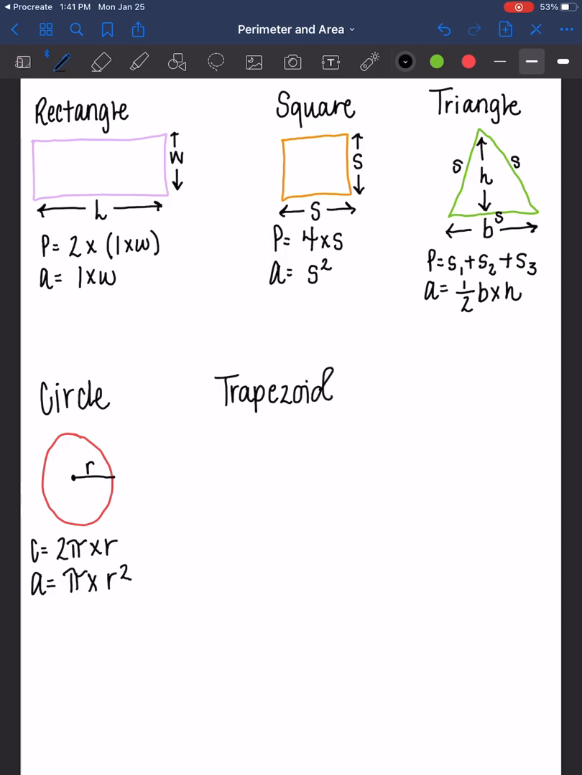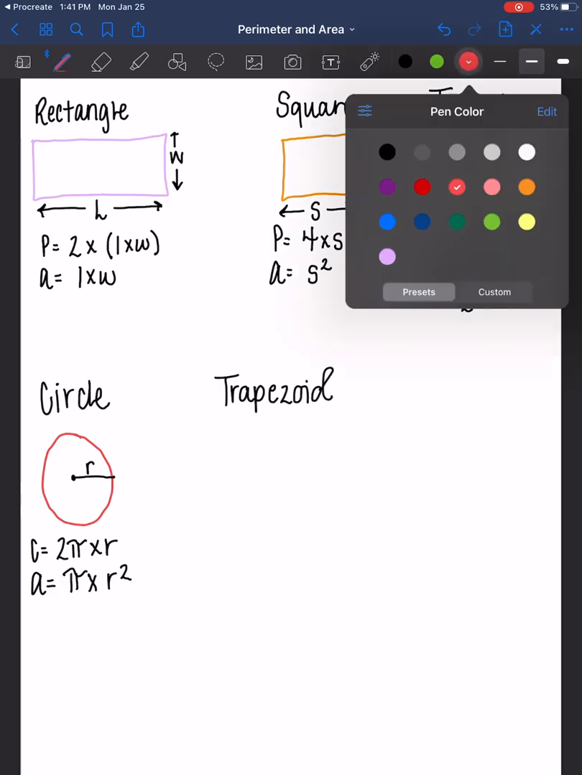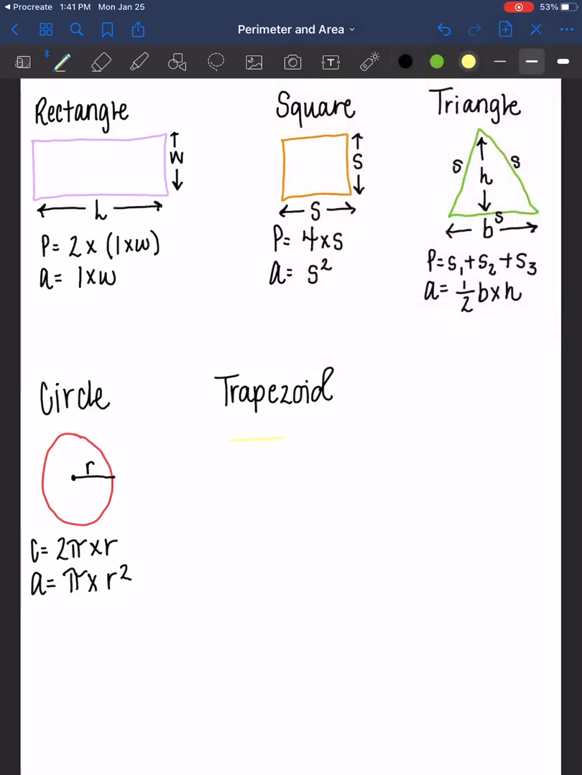So now I'm going to go ahead and set you up for the trapezoid. The trapezoid is very similar to the triangle. It has a height and a base when it comes to its equations.